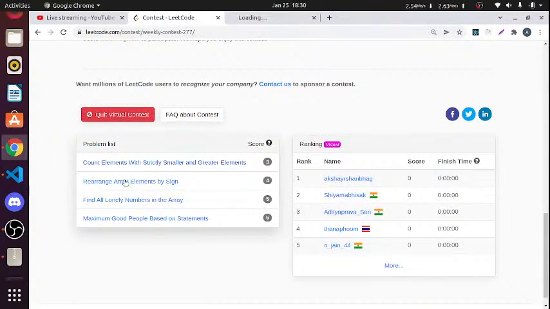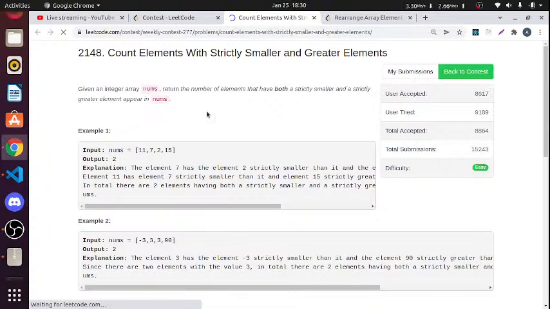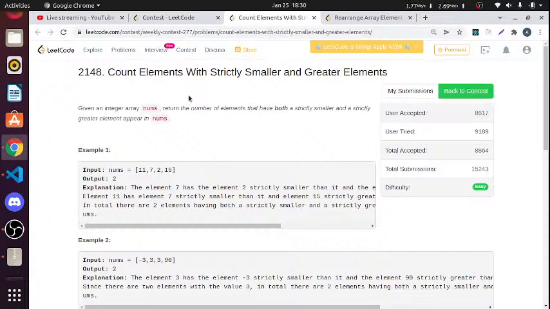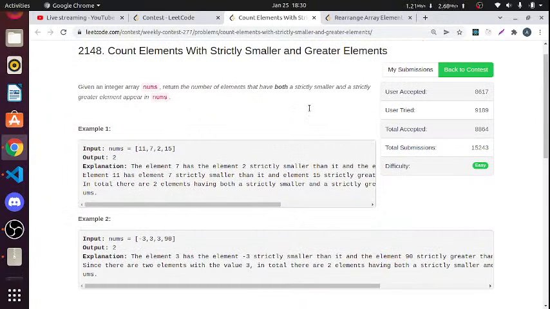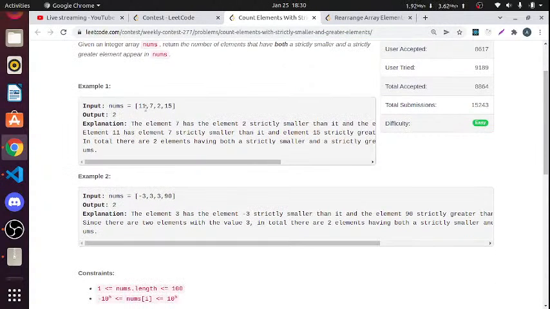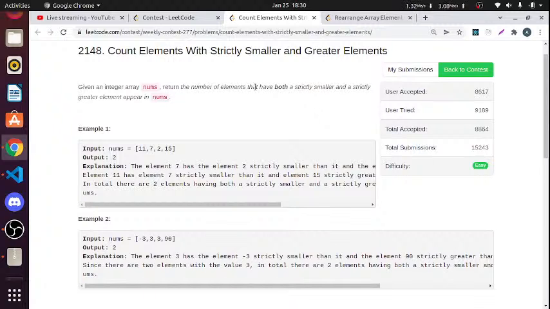So let's go to the first problem. Count elements with strictly smaller and greater elements. Given an integer array, return the number of elements that have both a strictly smaller and a strictly greater element appear in nums.